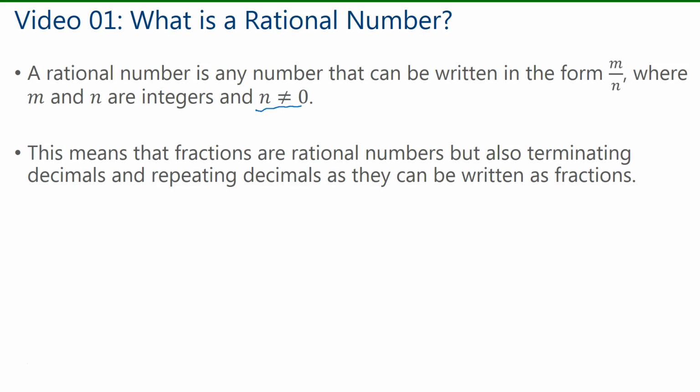So this means that fractions are rational numbers, but decimals are as well if they are terminating, which means they stop, or if they repeat, since decimals in this form can also be written as a fraction. So let's look at some examples here now.